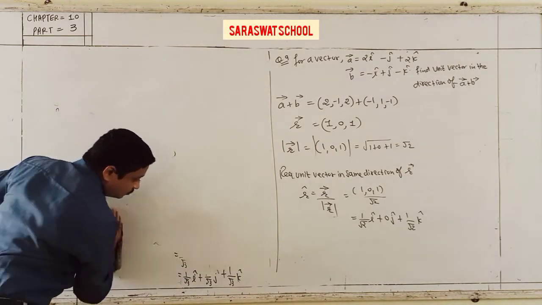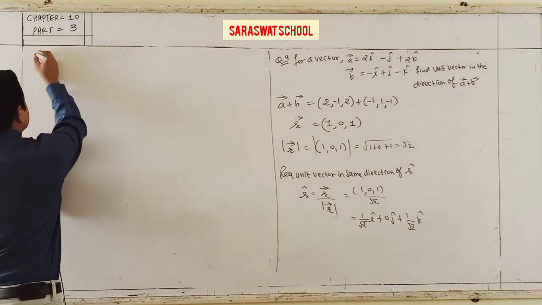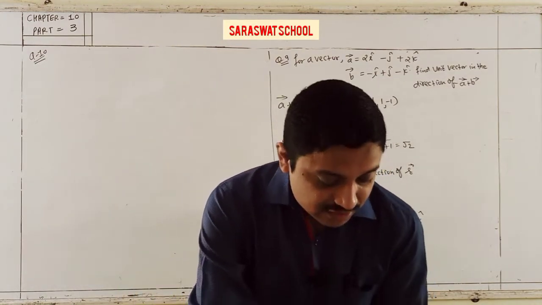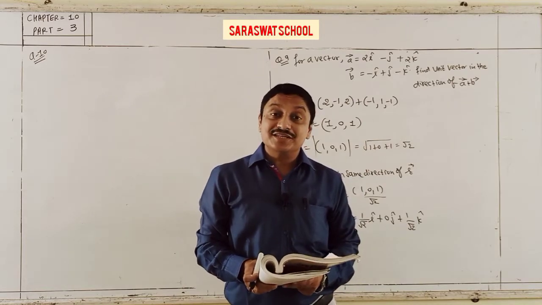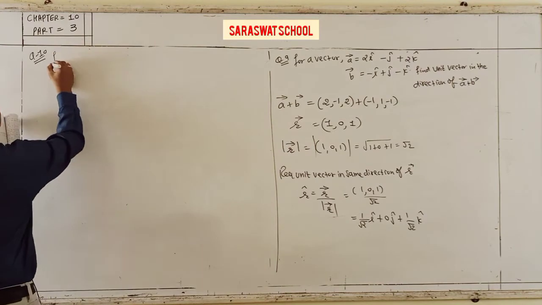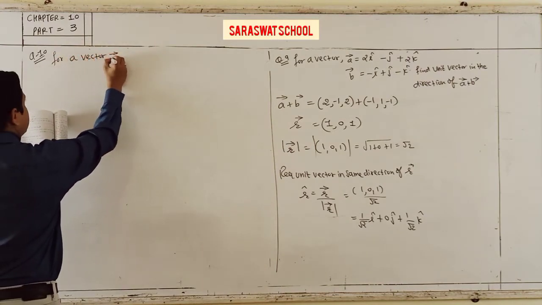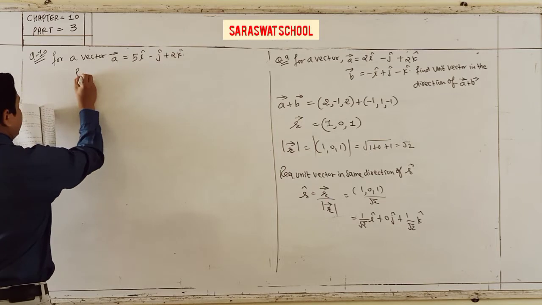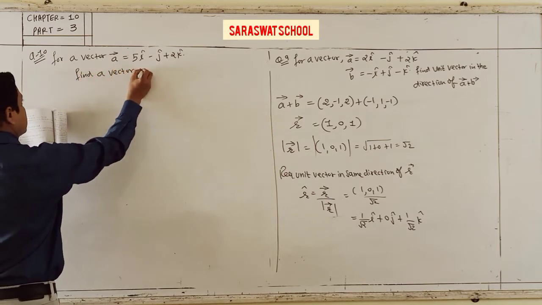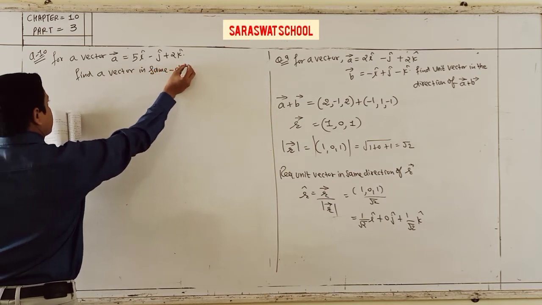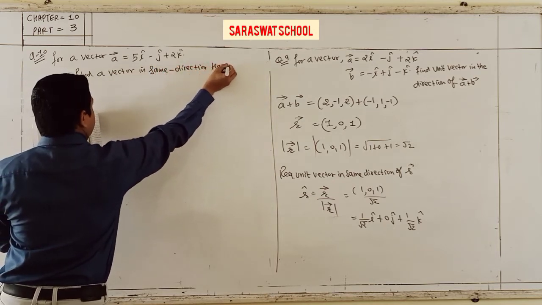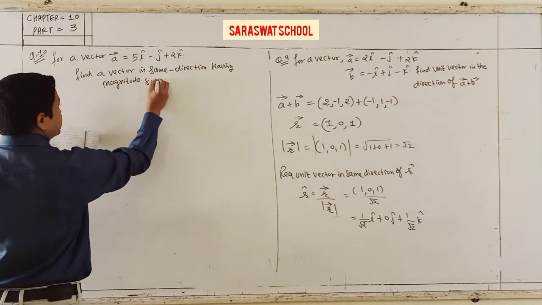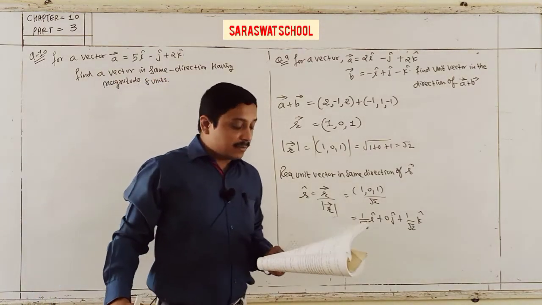Similar, given in the 10th one. Very easy numerical, students. Given a vector, find the vector having magnitude 8 in the same direction. Yes, for vector A, I have given here 5i minus j plus 2k. Find a vector in the same direction having magnitude 8 units. Very easy. 5, -1 and 2.